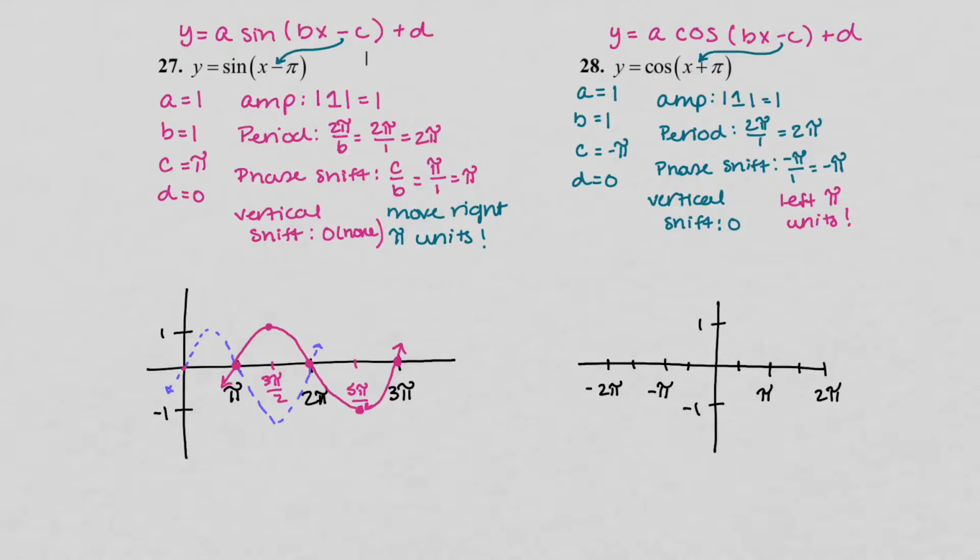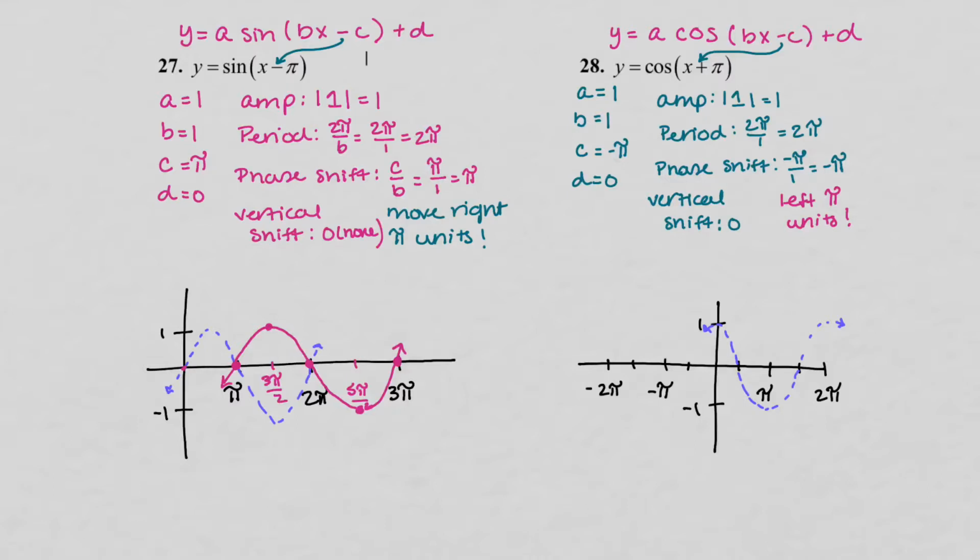Now, what does our cosine function usually look like? Our cosine function usually starts at 1 on the y-axis, comes through and crosses the x-axis at pi over 2, hits -1 at pi, crosses the x-axis again at 3 pi over 2, and then hits 1 again at 2 pi. And remember, it's continuous, so we have little arrows. And that is what cosine usually looks like. But our cosine function has been shifted to the left pi units.